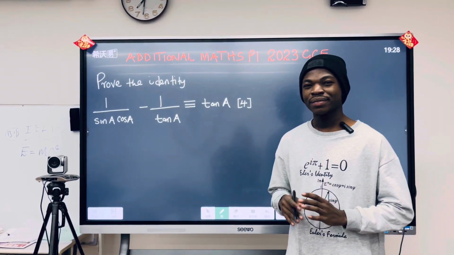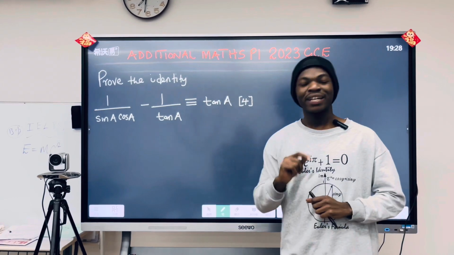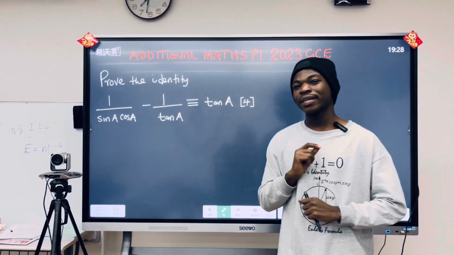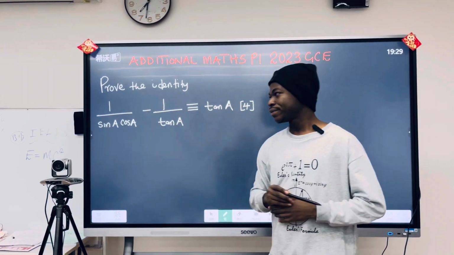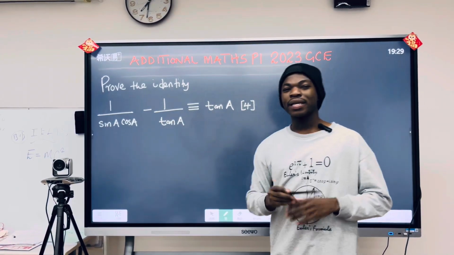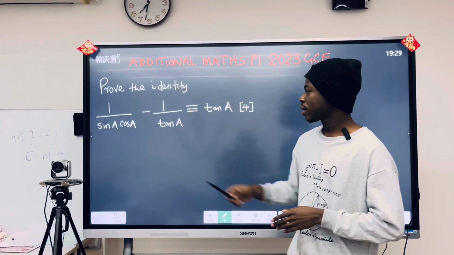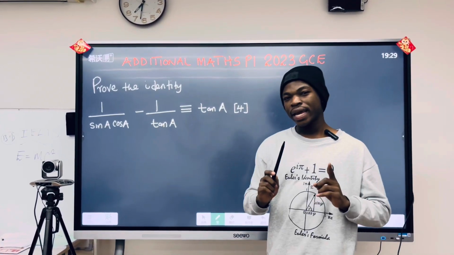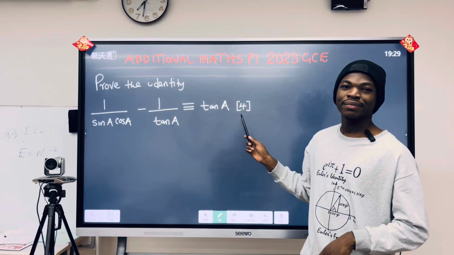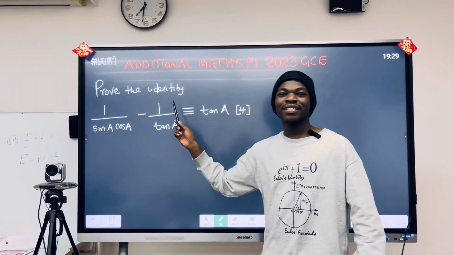In today's session, we have a question from Additional Mathematics 2023 GCE Paper 1. The question reads: prove the identity 1 divided by sine A times cos A minus 1 over tan A equals tan A. 4 marks. Prove the identity.